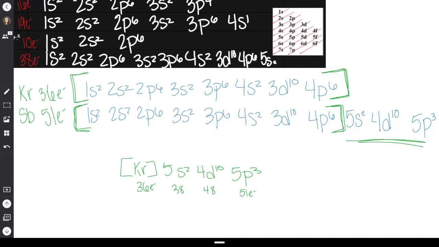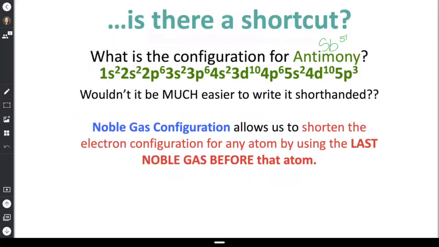All right, wouldn't that be a lot easier to do? To use our other elements prior to abbreviate really long electron configurations. So let's take a look at how do we do this? Well, when we looked at antimony, we said, man, that's a really long electron configuration. It would be a lot easier for me to write it shorthanded. And so that's what our noble gas configuration is going to allow us to do. All right, you may also see this referred to as the abbreviated electron configuration.